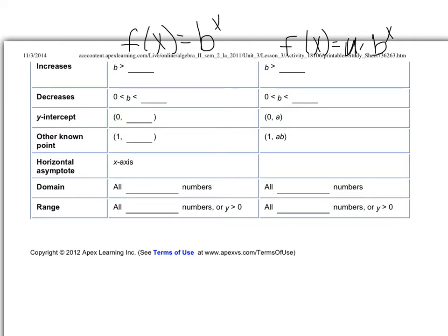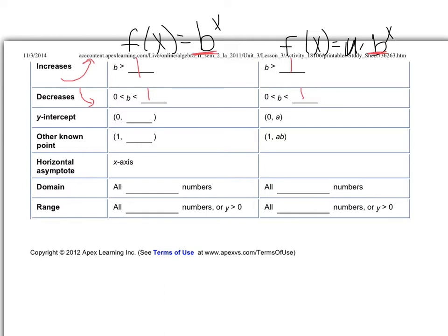So the way to tell whether a graph is increasing or decreasing is based on b. If b, this base here, is bigger than 1, so 2, 3, 4, 5, 6, 7, 8, 9, 10, then that means our graph is going to be increasing. That means the graph is going to go up, like that. If b is between 0 and 1, so 0.1, 0.2, 0.5, 0.7, that means that our graph is a decreasing function. It's going to look like that.